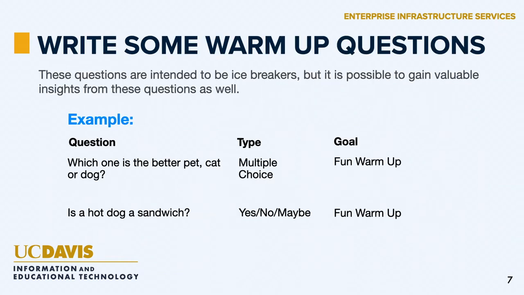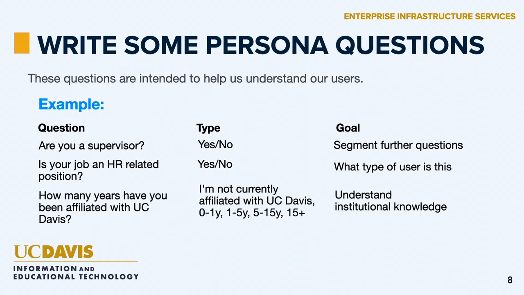So starting out with warm-up questions, they're intended to be icebreakers, but it's possible to gain something even from our icebreakers. You find out that most of your people are cat people, you might be able to derive something meaningful from that, I don't know. Even with hot dog and sandwich, if the majority of our users say maybe, I like to feel that we have a user base that's a little bit more creative, people that like to think outside the box. So if they're thinking outside the box here, maybe they do in their user experience, or when they're searching too.